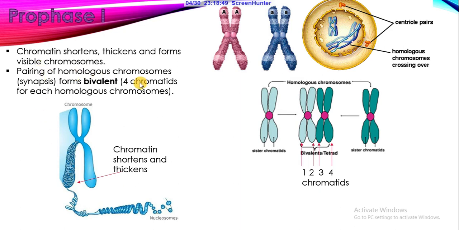And then the pairing of homologous chromosomes forms a bivalent, or 4 chromatids for each homologous chromosome pair. In prophase 1 only, the homologous chromosomes will be paired up.